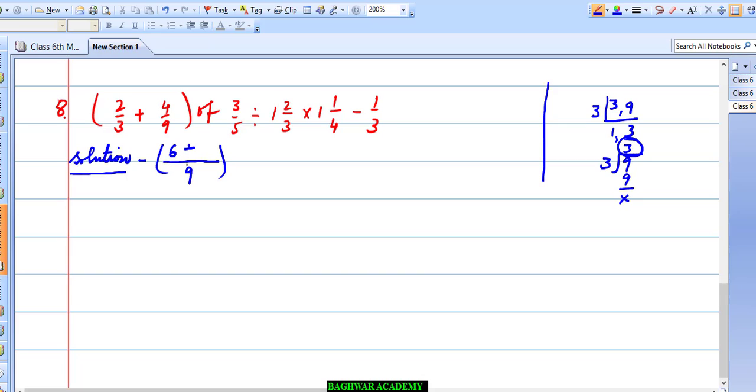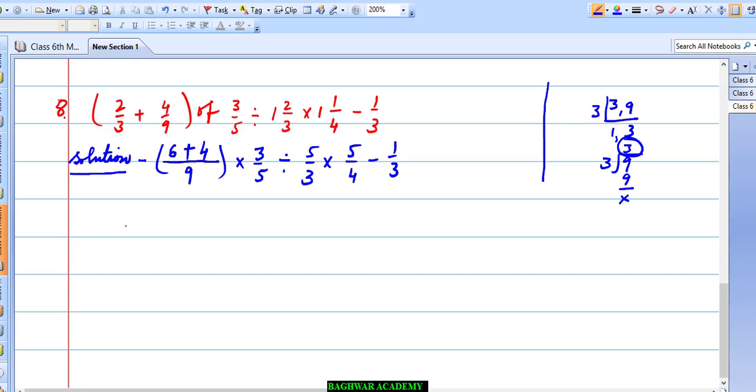The same thing is required to be done with 4 by 9. So this 9 is required to be divided by 9. You will get 1, and 1 into 4 you will get 4. Then you have 'of' meaning into, as I told you. So this will be 3 by 5 divided by this, you write in improper fraction: 3 1s are 3 and 2, 5 by 3, into 4 1s are 4 and 1, 5 by 4, minus 1 by 3.